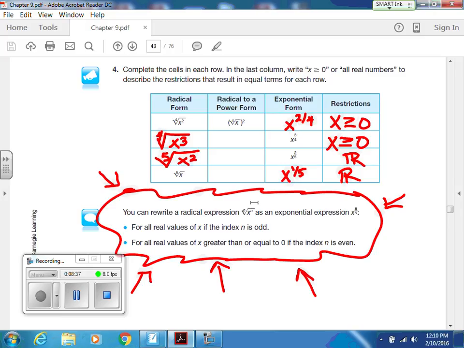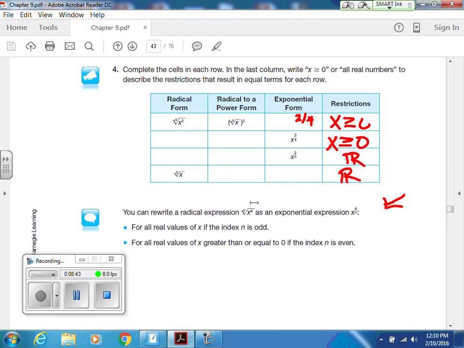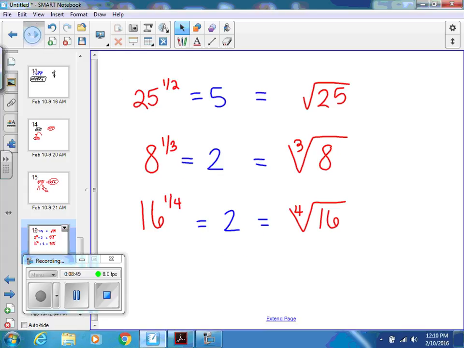Alright, we're going to go back to just notes for a minute. Because what we need to do now is pick up some stuff that a lot of people have forgotten since Algebra 1.